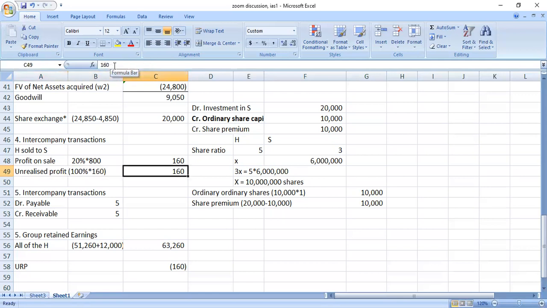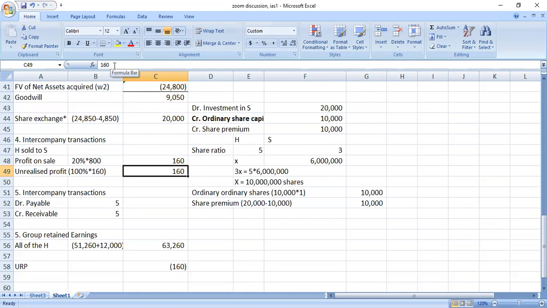So what do you do with that? In group accounts, we say that you cannot make a profit on yourself, because in group accounts the assumption is that you're one people. So while you're selling to each other on a profit, that's not really a profit. It only becomes a profit if the person you have sold it to sells it elsewhere. So because of that, you're supposed to remove it.